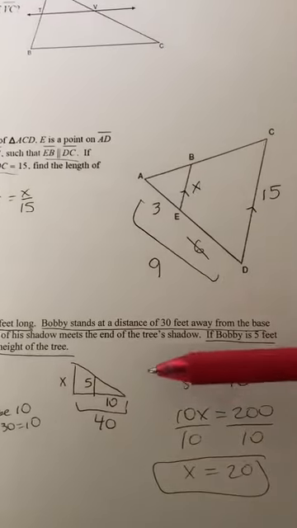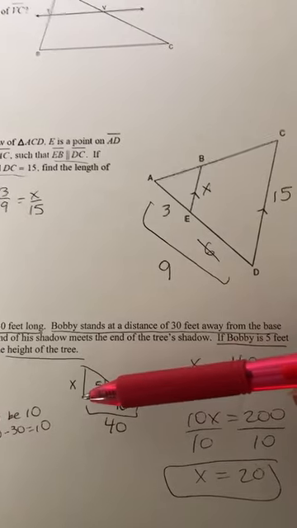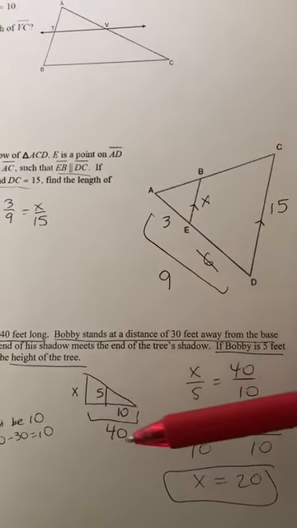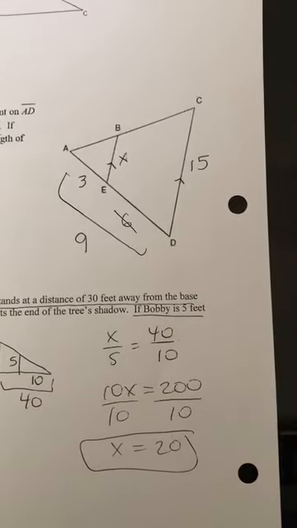And now here's another example of how you might see it without the 30 even being there. Now you have a tree of X tall, Bobby of 5 tall, shadow on the bottom 40, shadow for Bobby 10, and there's your proportion.